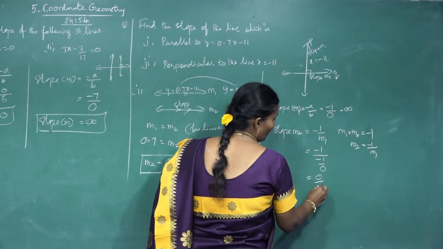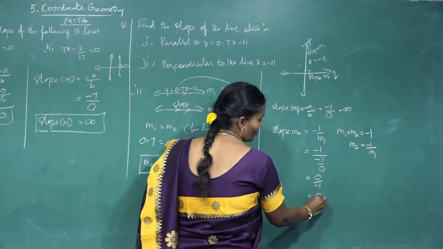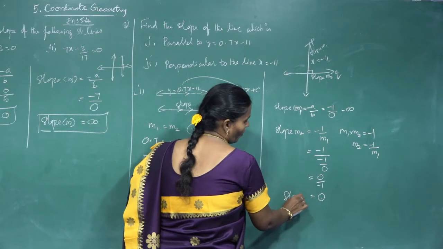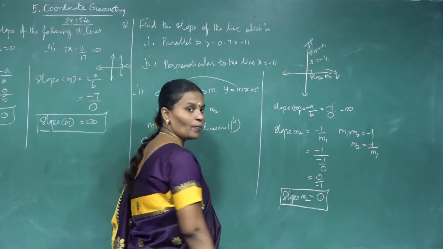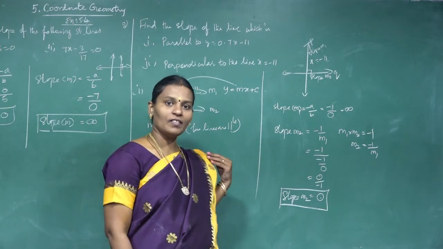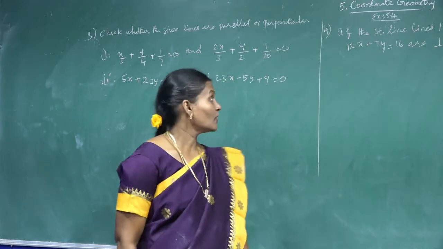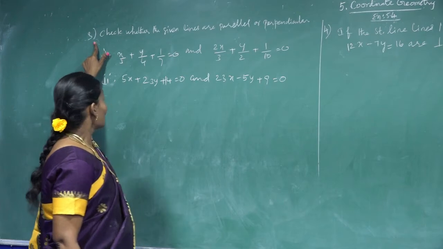So 0 by minus 1, this is equal to 0. So what is the slope of m2? m2 is equal to 0. Understand, children? Good.